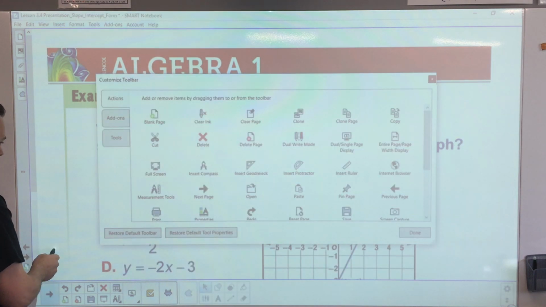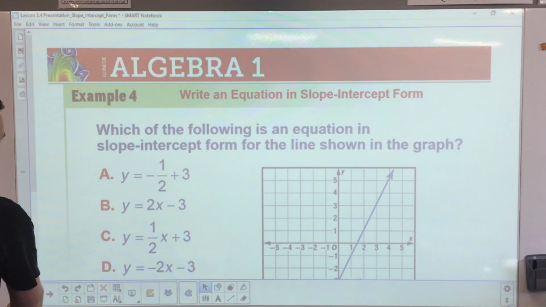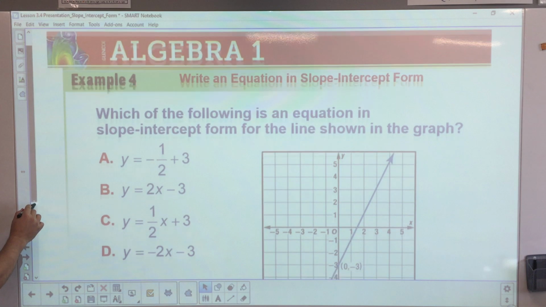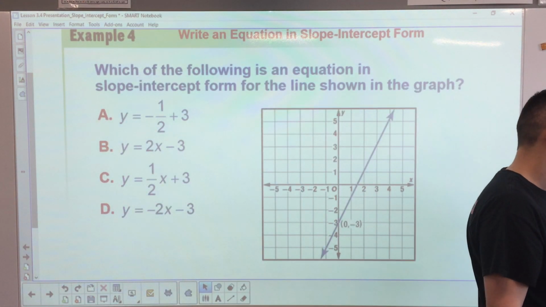All right. So on these, what I want to make sure you guys do on number 4, on the 4th example, is we are now going to be on page 173.